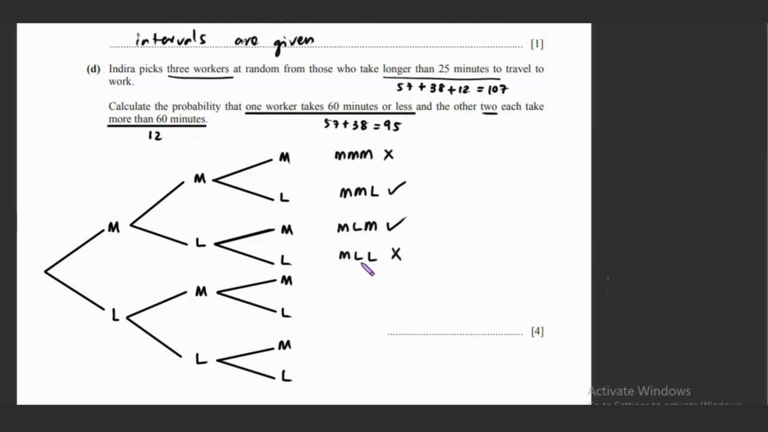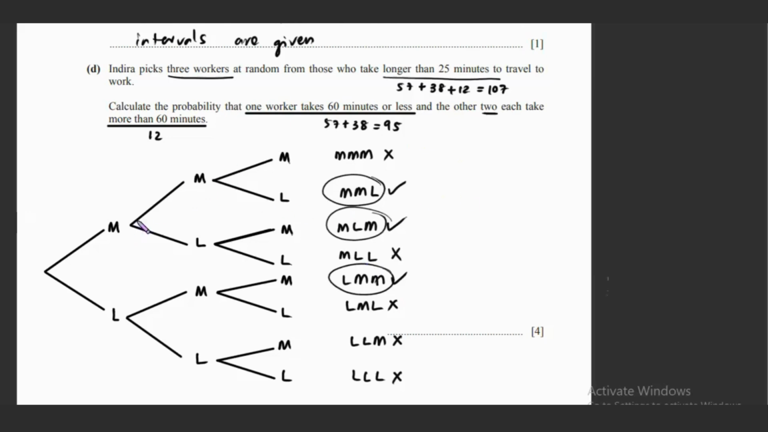Next we have LMM. This can be considered because two workers are more than 60 and one worker is less than 60. Next we have LML. This shouldn't be selected. Next we have LLM. This shouldn't be selected either. And we have LLL. This shouldn't be selected either. Because in the question it clearly states that two of the workers should take more than 60 minutes and one worker takes 60 or less. So due to those reasons, these three are the probabilities that we need to find and add them together.